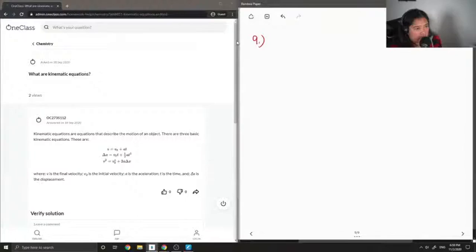Okay, so let's check out question number 9. What are kinematic equations? So first I'll write down the definition of kinematic, which basically describes the motion of an object. So basically there's different kinematic equations, and these are the 3 main ones.